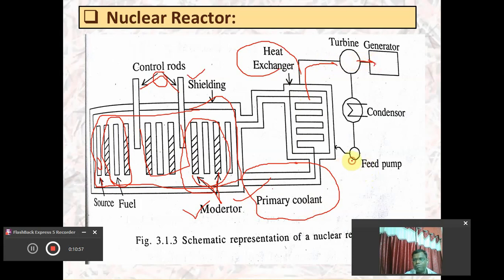Definitely, this is the feed pump which is connected to this part, the heat exchanger, in order to control the heat. And this energy or the heat is transferred to the generator. There the generator is connected to the transformer, definitely, which is the next part of our discussion.